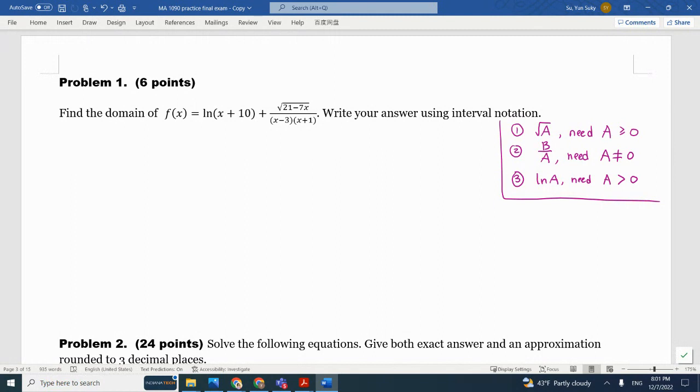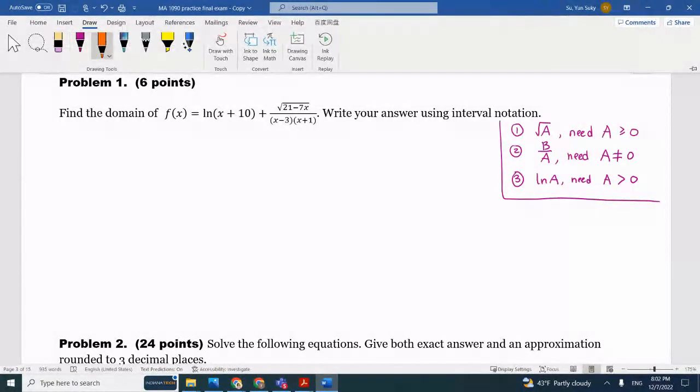Other functions, you can imagine the domain is all real numbers, so minus infinity to infinity, like polynomial and exponential functions. Of course, for the trig functions, we have some like tangent, cotangent, secant and cosecant. They have a lot of vertical asymptotes, so that's why the domain is not all real numbers. But usually we just look at square roots, fractions, and natural log.